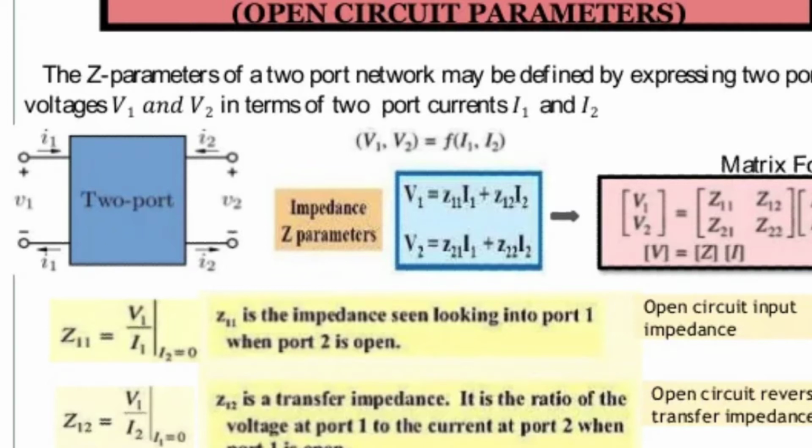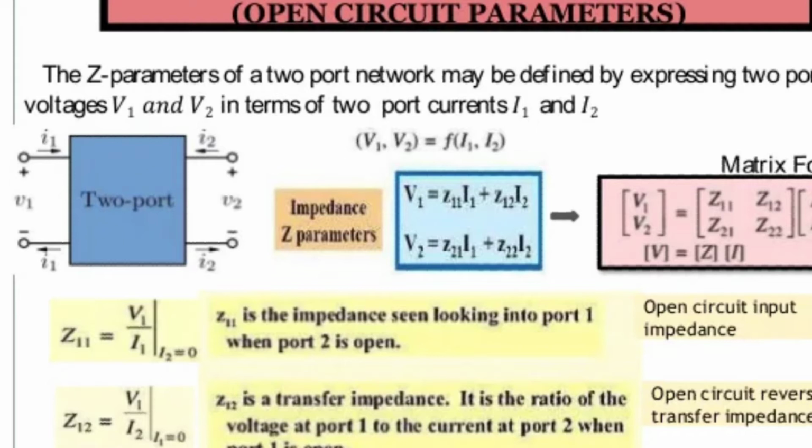The two-port is given here, and I1 is the input current and I2 is the output current. V1 is the input voltage and V2 is the output voltage, and the voltage equations are V1 equals Z11 I1 plus Z12 I2, and V2 equals Z21 I1 plus Z22 I2. As I already told you, it is an open circuit parameter. If I open circuit the output, what happens? There will be no way for current to flow, so I2 will become 0.